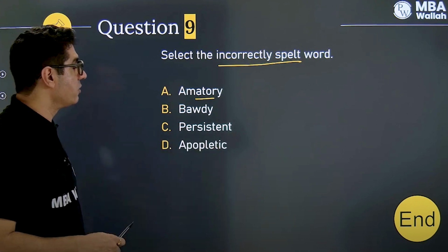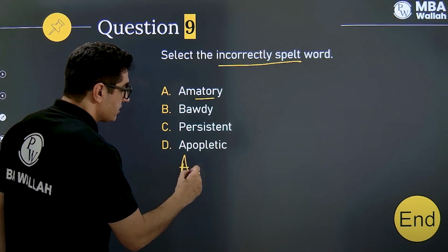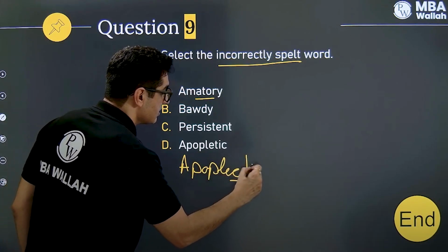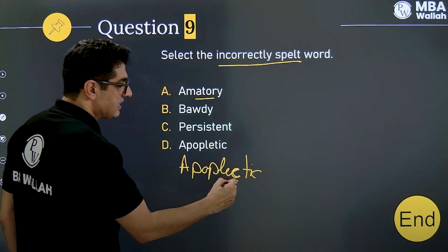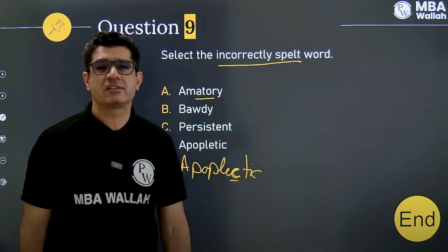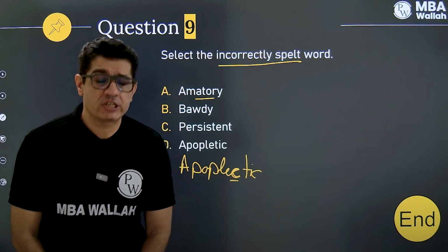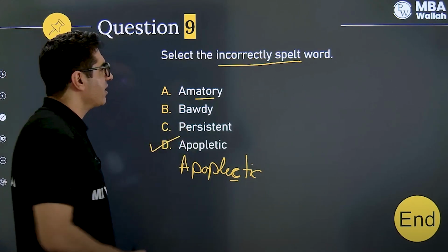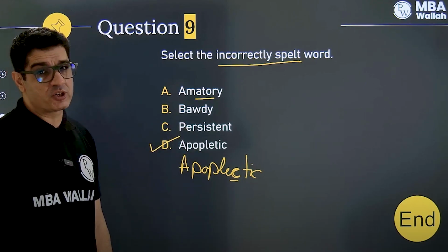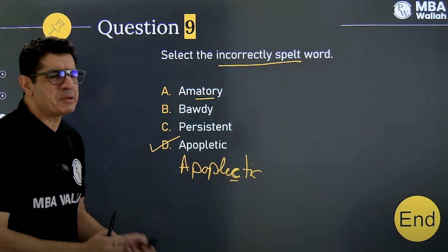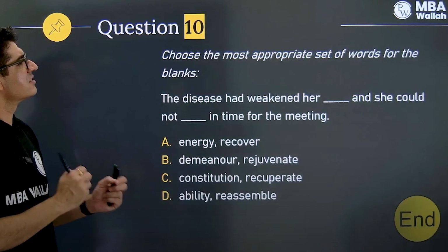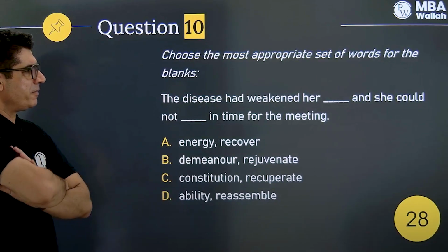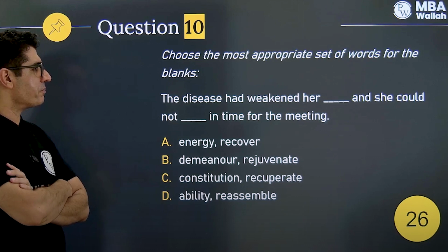Now, this is the word which is spelt wrong because the correct word is apoplectic. So it was missing out on this C, and apoplectic means somebody who is extremely angry. And that is why our answer here must be option D. And let me leave you with this one last fill in the blank question and then see what you go ahead and mark as your answer here.